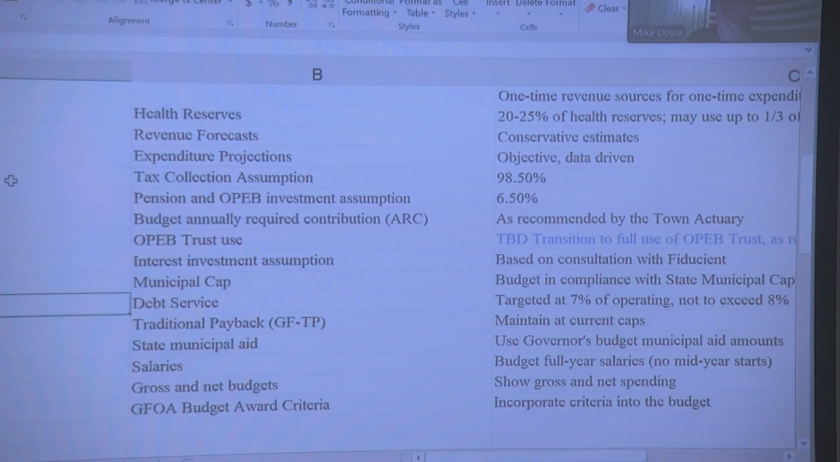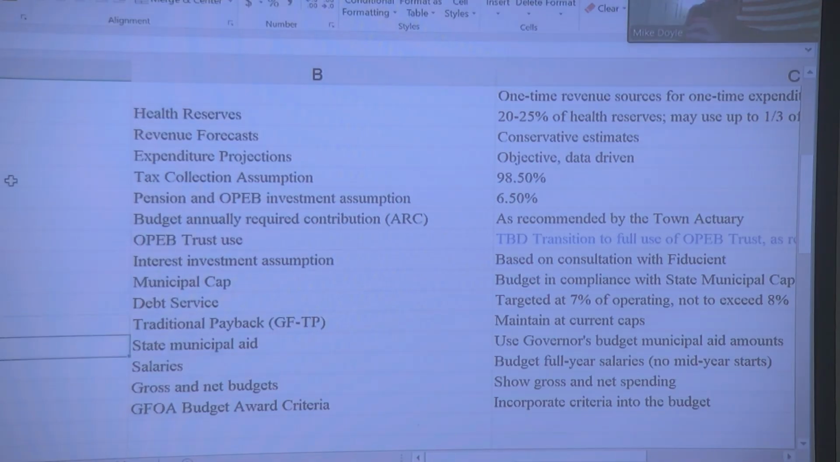Debt service, we're still targeting at 7, not to exceed 8%. Targeted at 7, you mean? Target at 7, not to exceed 8%. Traditional payback, we had already decided in October, but we have 2 new members here, that we're going to keep that at the current levels. We offered to relook at it over the summer. Major policy changes are done over the summer, not in the heat of the budget.